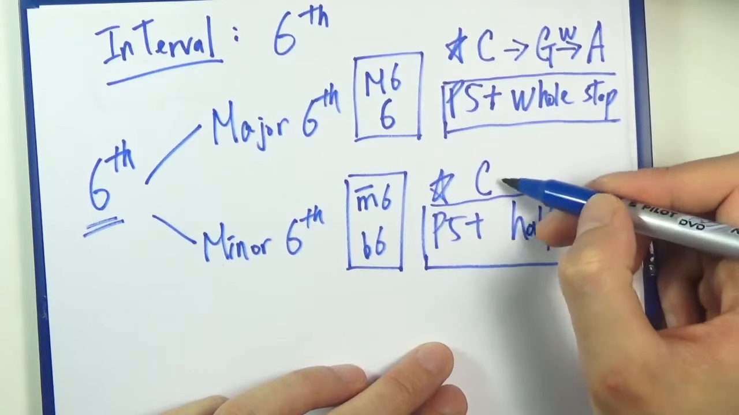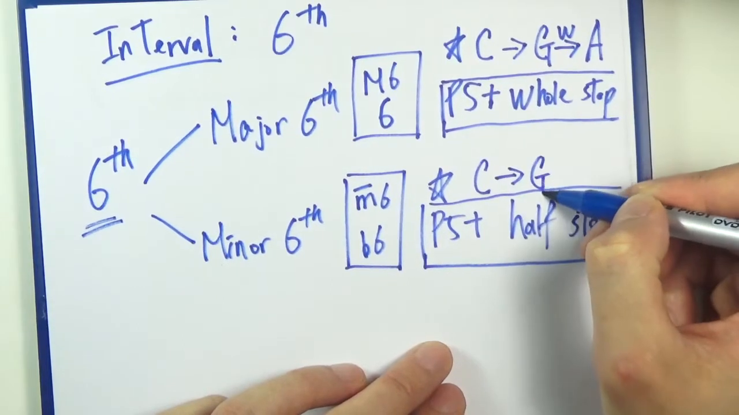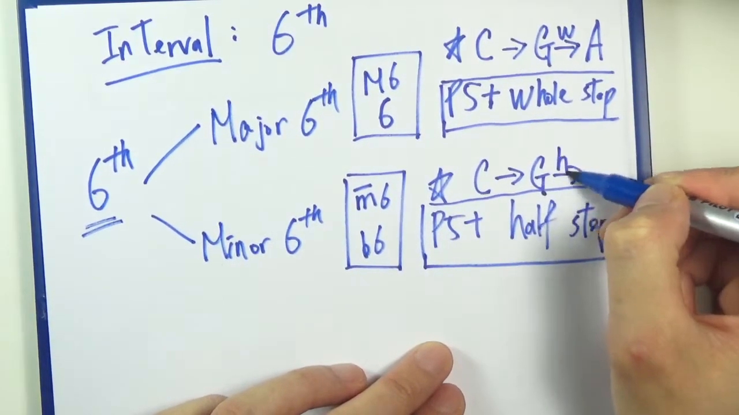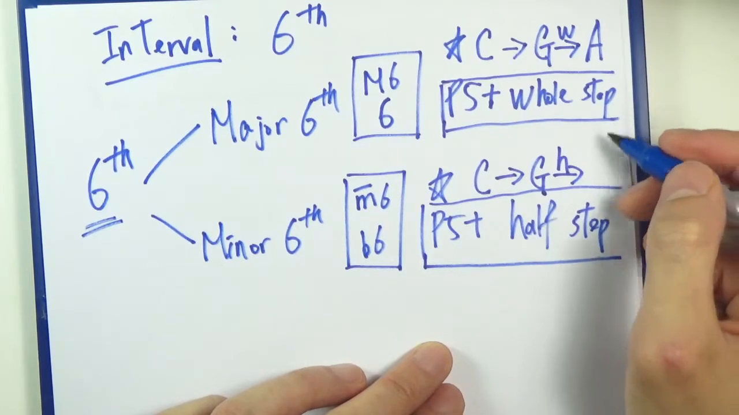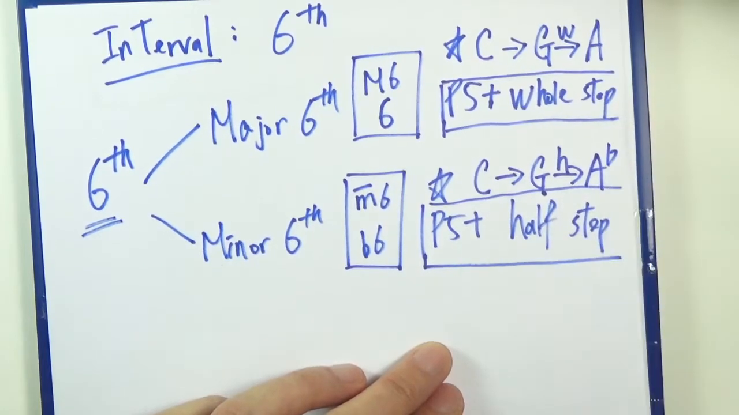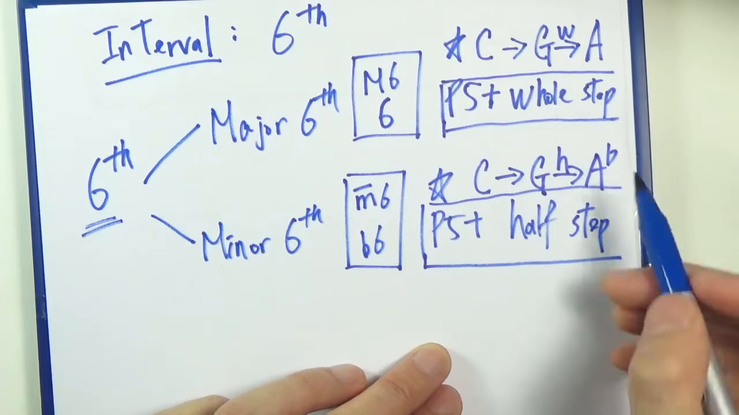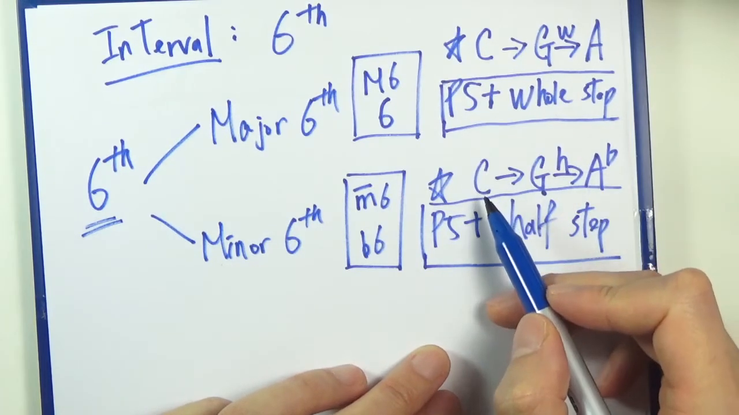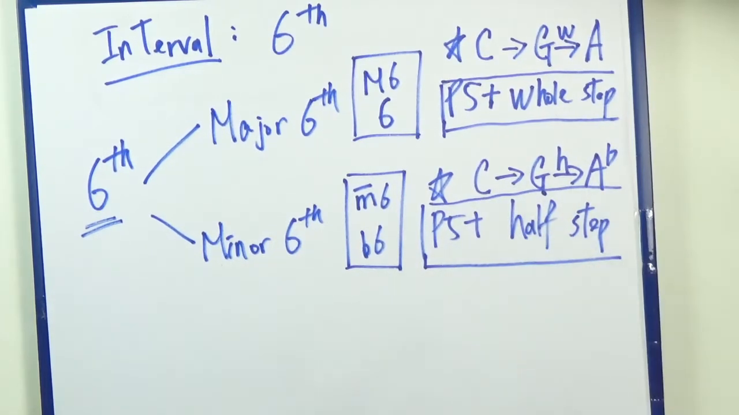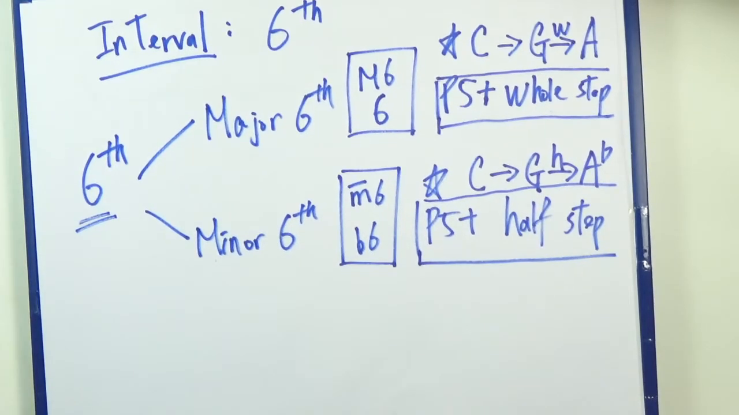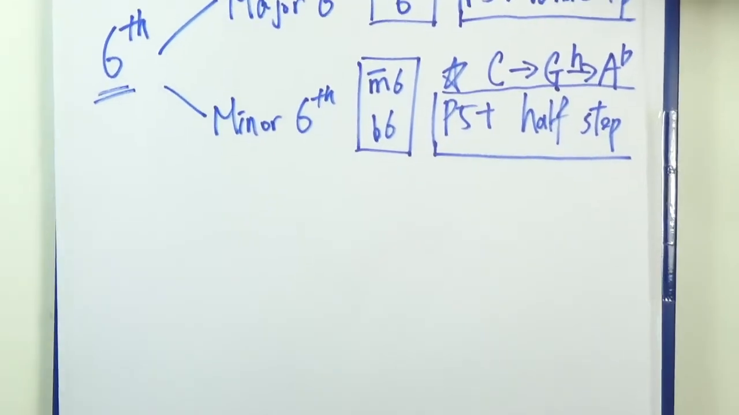So if I use the same example here, I will go to G first, which is our perfect fifth. This time, instead of a whole step, I want a half step, so it should be an A flat. So A flat is the minor sixth of C, all right? So in general, that's how you go about finding the sixth. So let's do a few more exercises here.